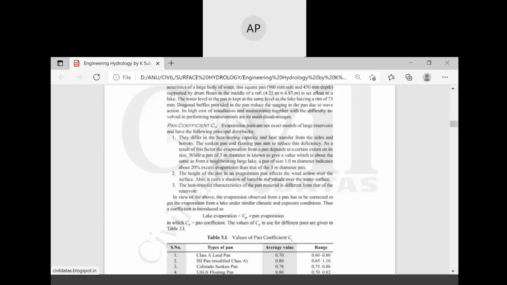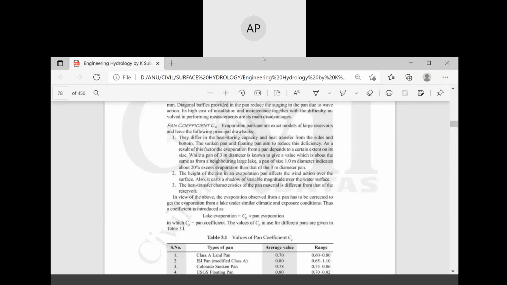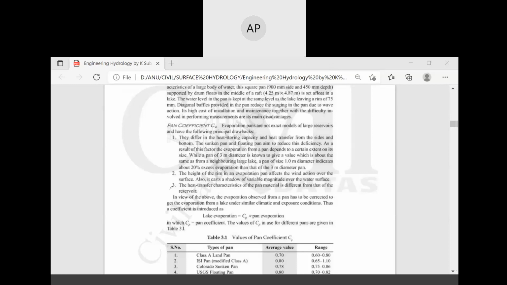The height of the rim of an evaporation pan also affects it. So although we use pans to find the evaporation rate, there are some difficulties, because the evaporation rate is different for different sizes of the pan and heights of the rim, the heat transfer from the pan material, and it also depends on the transfer characteristics and pan material.